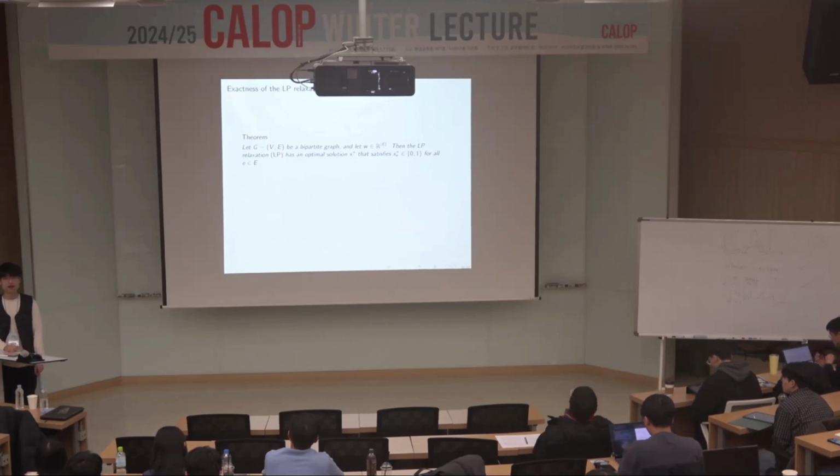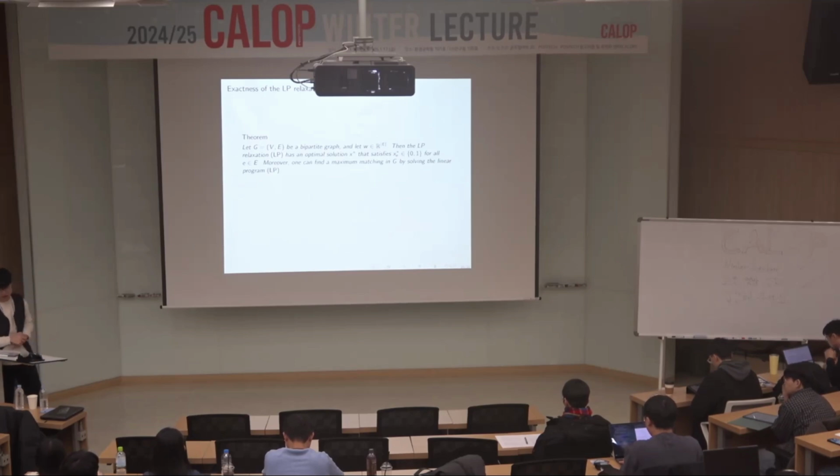Maybe your algorithm, like the barrier method or the interior point method or the ellipsoid method, doesn't give you a solution that has 0, 1 quantities, but you can always construct a solution that has only 0, 1 values. So the LP relaxation must have an optimal solution that has integer quantities only. And not only that, we can find the maximum matching out of it in polynomial time if you solve an LP.